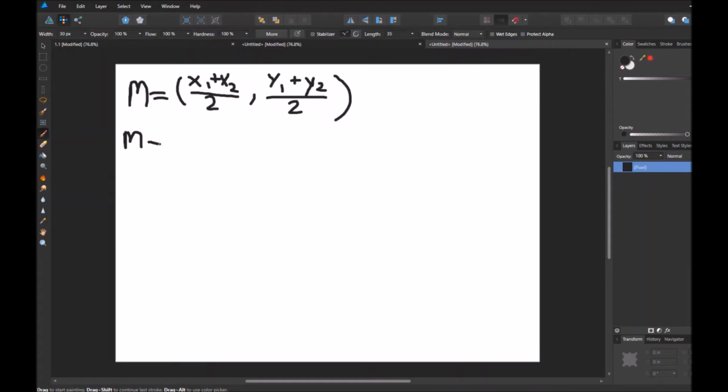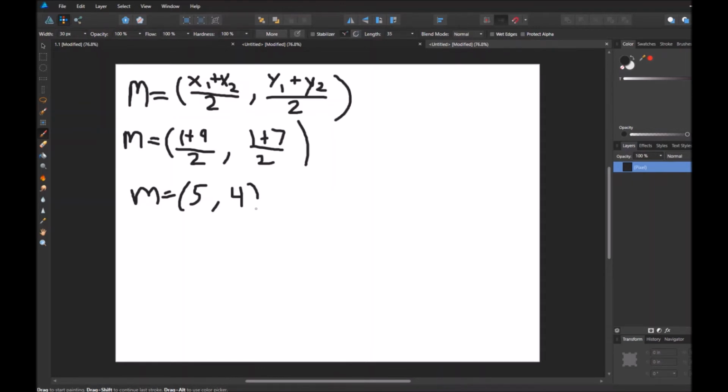So our x1 is just 1, and our x2 is 9. So 1 plus 9 over 2, comma, y1 is 1, and y2 is 7, and that's going to be over 2. And so 1 plus 9 is 10, and 10 divided by 2 is 5. So our x-coordinate is going to be 5 in that ordered pair. 1 plus 7 is 8, and 8 divided by 2 is 4. So our midpoint lies on 5, comma 4.